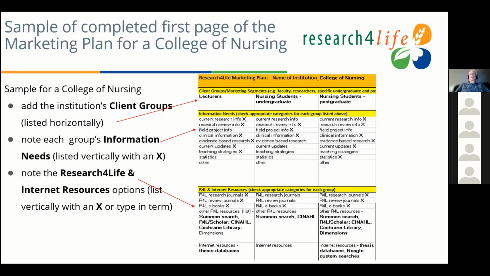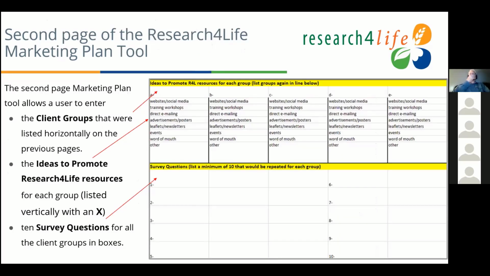I think this is a lecturer of a nursing school. The next column, you'll see they don't need quite as many or the same ones. Okay, there's a difference between nursing students, undergraduates, and nursing student postgraduates. But this is for you with your staff to define for each group. Okay, then we go on, then there's another whole section horizontally, ideas to promote for each group.